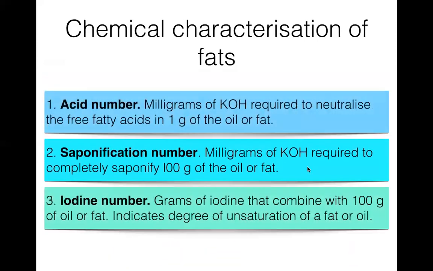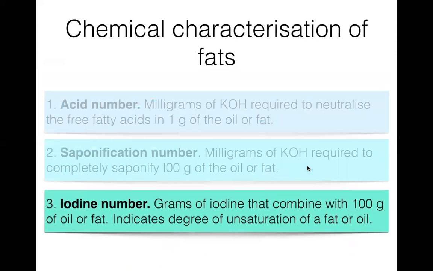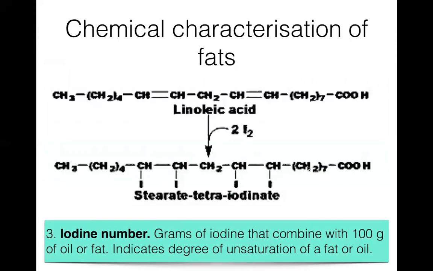And finally, we have the iodine number, defined as the grams of iodine that can combine with 100 grams of oil or fat. So what is the significance of the iodine number? This indicates the degree of unsaturation of oil or fat. In this reaction, we have linoleic acid, which contains 2 double bonds. In the presence of iodine, the iodine is absorbed into the double bonds, forming a saturated fatty acid that contains iodine. We call it the stearate tetraiodinate.